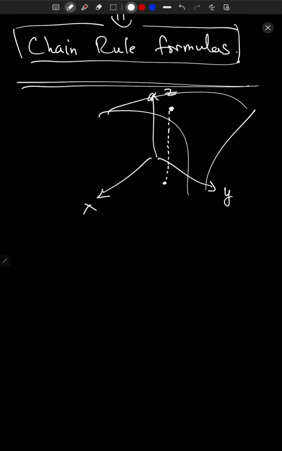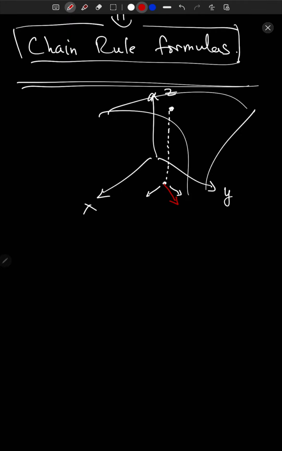Let me draw the x and y directions. So this is the x direction, that's the y direction, but we're not interested in those two directions. We're interested in something like maybe that direction. Or, let me do something more like that. So the question is, how does f change in that direction?